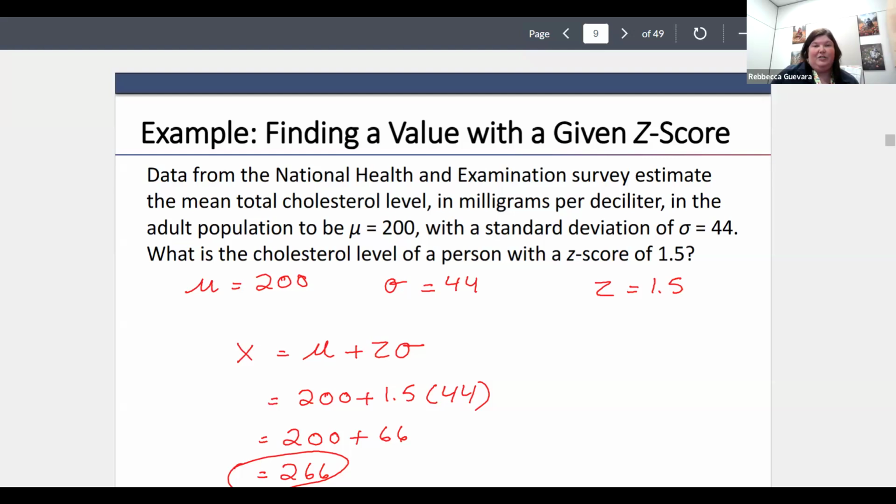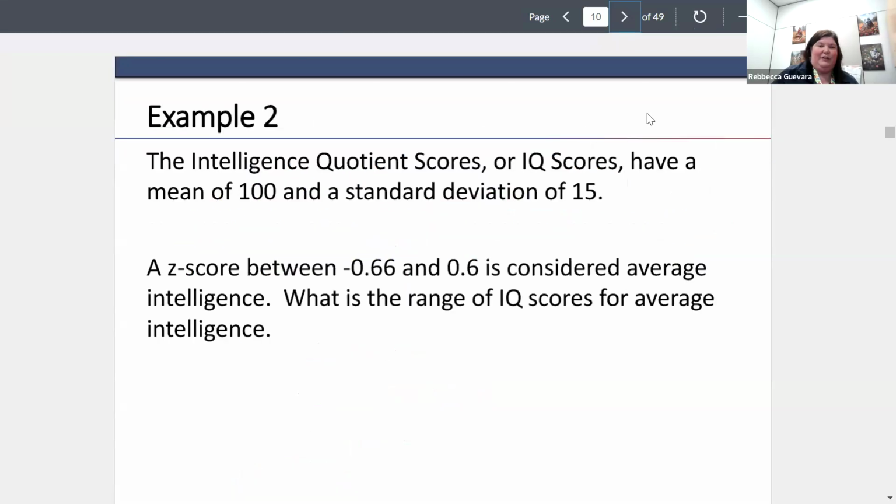So we use z-scores actually as a benchmark for certain things. So the intelligence quotient scores, there are several different ones, so I only picked one of the scalings for this, but intelligence quotient or IQ scores have a mean of 100 and a standard deviation of 15. So that's supposed to be across the board everywhere. This next part depends on the scale you look at, but a score between negative 0.66 and 0.6 is considered average intelligence. So if you're between those z-scores, that's average intelligence.